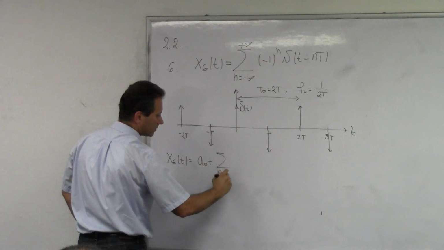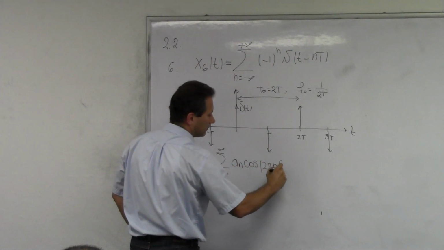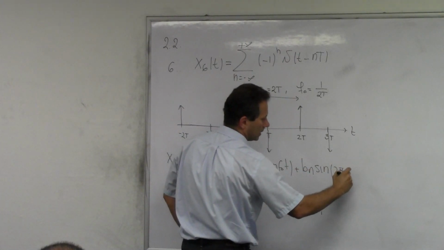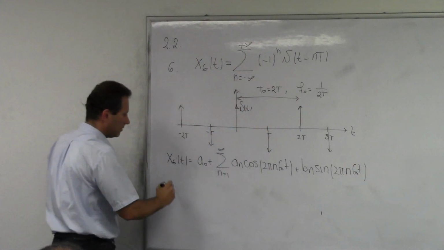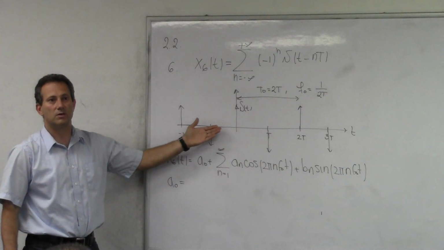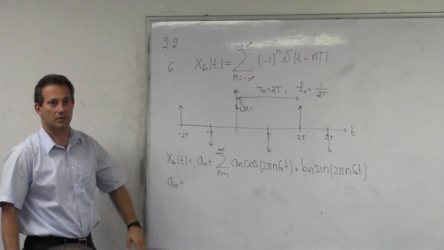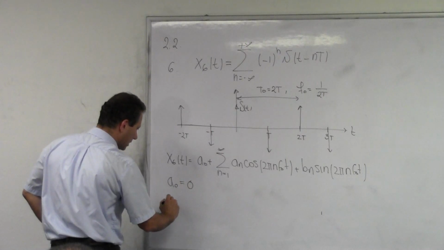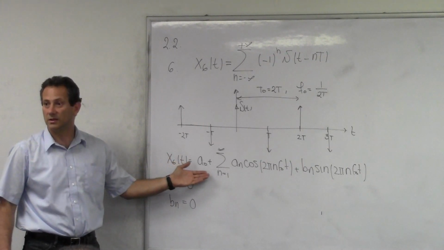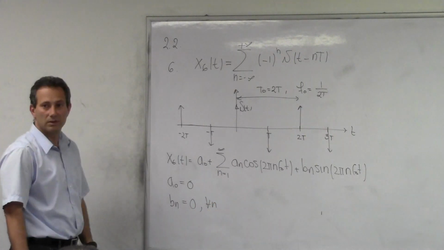Now, I can say this x6 of t is going to be equal to a0 plus the sum when n goes from 1 to infinity, an cosine 2 pi n f0 t plus bn sine 2 pi n f0 t. Now tell me, what is a0 in this case? The DC component of this signal. 0. You see that? Half is up, half is down, right? So there is no DC component. So a0 is 0. How about bn's? 0. Bn's are 0 because this signal is an even signal, right? So it is equal to 0 for every n.